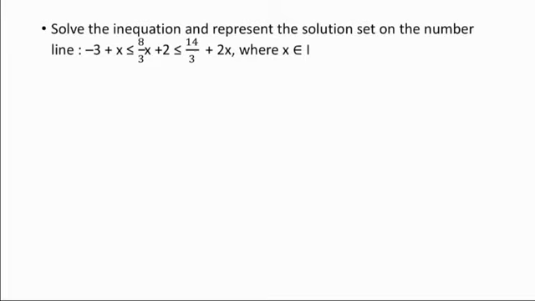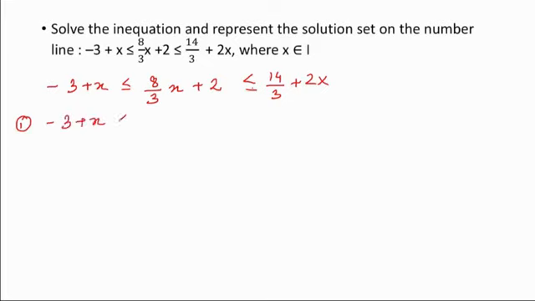So solve this inequation and represent the solution on the number line. So the inequation is -3 plus x less than or equal to 8 over 3x plus 2 and less than or equal to 14 over 3 plus 2x. Now since all these terms involve x, we'll solve this in two parts. So let's do the first part.